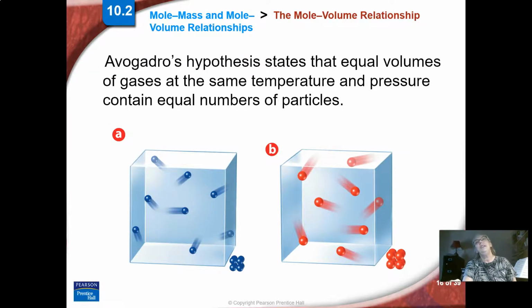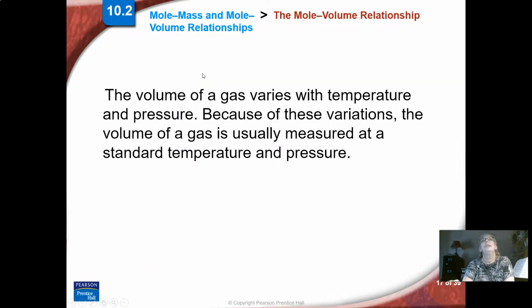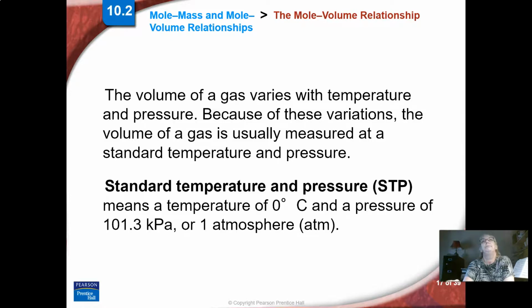So Avogadro did this with gases. He said that if you have two different gases, it doesn't matter what they are, if you're at the same temperature and pressure, that standard temperature and pressure, you're going to have the same number of particles. So same number of little balls, no matter what they are, there's going to be the same amount. So this is Avogadro's gas law. Volume of gas varies with temperature and pressure. Because these two things are the same, then the number of particles is going to be the same.